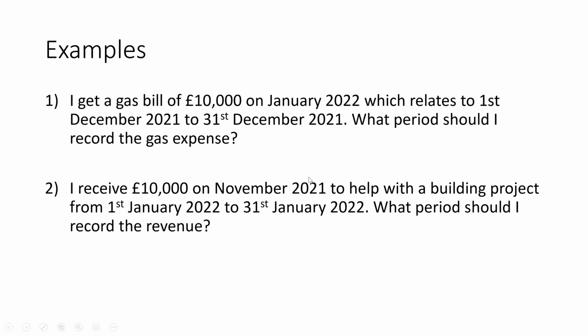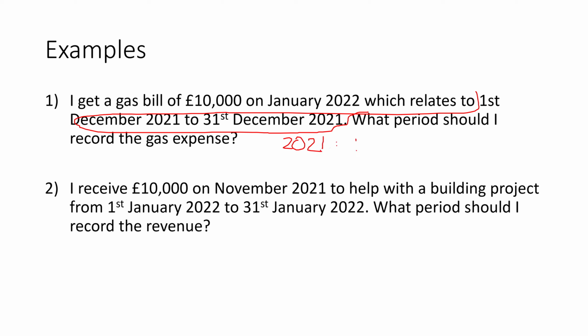Let's go through some examples as to how we need to record things under the accruals basis of accounting. So imagine I get a gas bill of £10,000 on January 22, which relates to the 1st of December 21 to 31st of December 21. What period should I record the gas expense? When have we actually used the gas? Well, it's from 1st of December 21 to 31st of December 21. So what period does the gas bill relate to? It relates to 2021. So we record the expense in 2021.